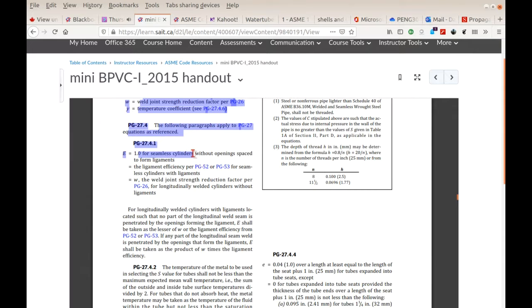Okay, so E is 100% efficient, or 1, for seamless cylinders. Oh, well, that makes sense. So I got a cylinder that doesn't have a weld joint. It's seamless. Perfect. So I'll give it an efficiency of 1. Oh, but without openings, space to form ligaments. I think what that means is we have to talk a little about what ligaments are. E is the ligament efficiency that we don't calculate in third class, but you'll do it in second class. And W is our friend, the weld joint strength reduction factor from PG 26. And we know that anything 427 degrees or less gets a weld joint strength reduction factor of 1. And we also know that for plain carbon steel, it's always 1. So E is going to be 1, or it's going to be some number less than 1.